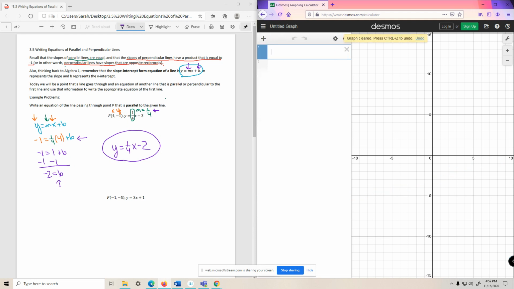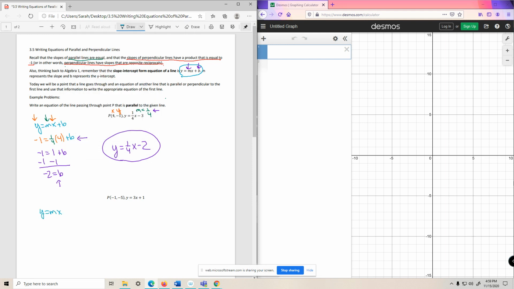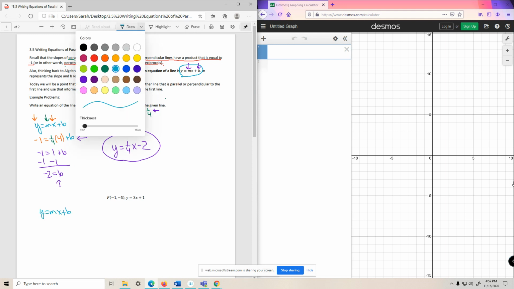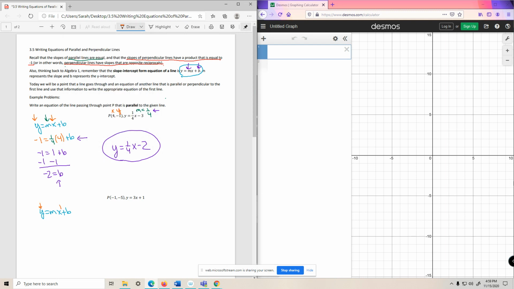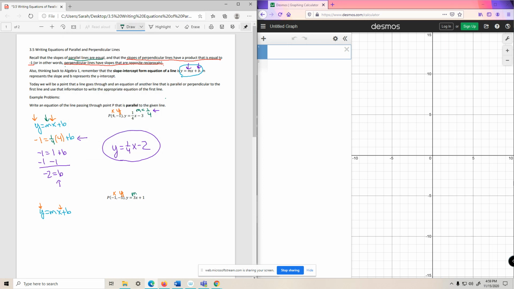Let's try another one. So this one's also a parallel problem. They want us to find the equation of the line that goes through (-1, -5), but is parallel to y equals 3x plus 1. So like before, we're going to use y equals mx plus b to find b. I'm going to put in the x and y of my point, so x is -1, y is -5, for x and y. And then m, since again this is a parallel problem, I'm going to use the same m that the equation they gave us had, so m is going to be 3.